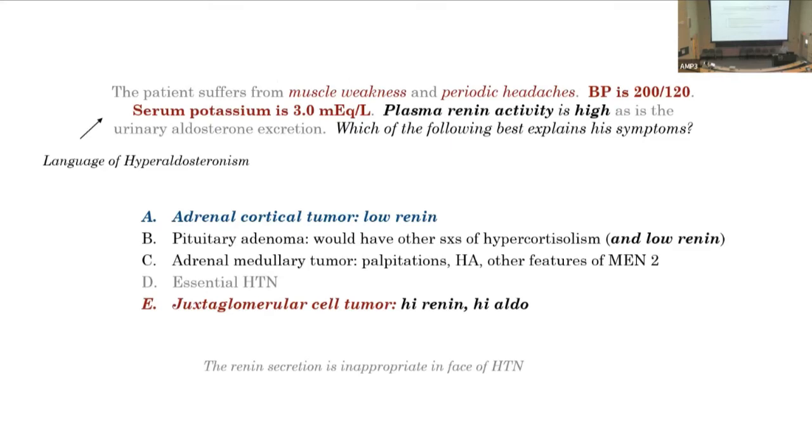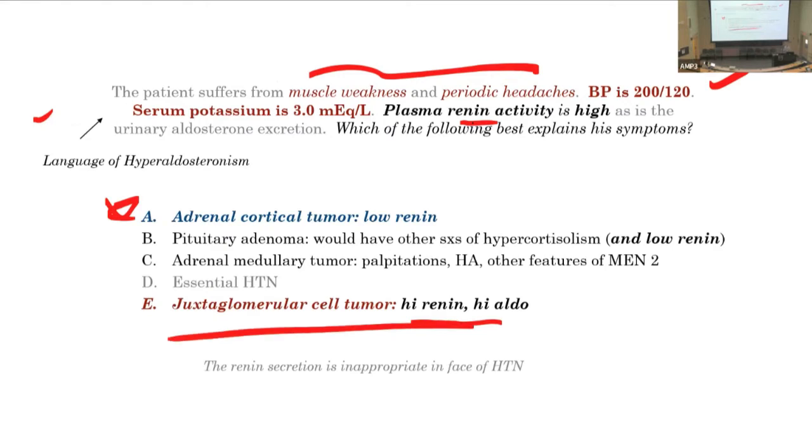But again, here's the language of hyperaldo. Hypertension, low potassium, they happen to give you the symptoms too. And here they actually told you the renin activity is high. That renin level is inappropriate for that level of blood pressure, right? So with autonomous secretion, you'd expect a low renin, but this high renin has to be coming from someplace.